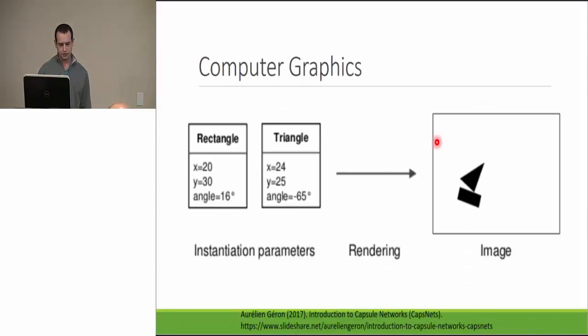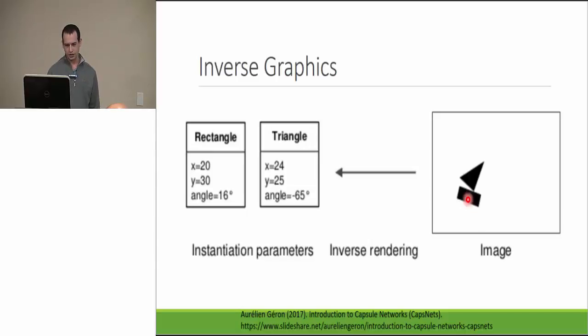So in order to fix this, capsule networks take inspiration from computer graphics. In computer graphics, we give a computer different objects with their own instantiation parameters. So we say, okay, there's a rectangle at these coordinates at this angle, and there's a triangle at these coordinates at this angle. We call a rendering function, and then we produce this image. Capsules try to do the opposite. They do inverse graphics. So you give a capsule network an image, you call an inverse rendering function, which is learned through the capsule network, and we're trying to get these parameters, right? We're trying to get the different objects in the image and the different poses of the objects.